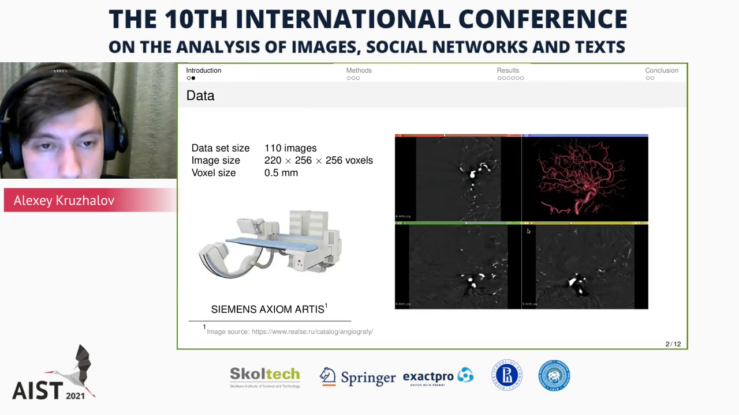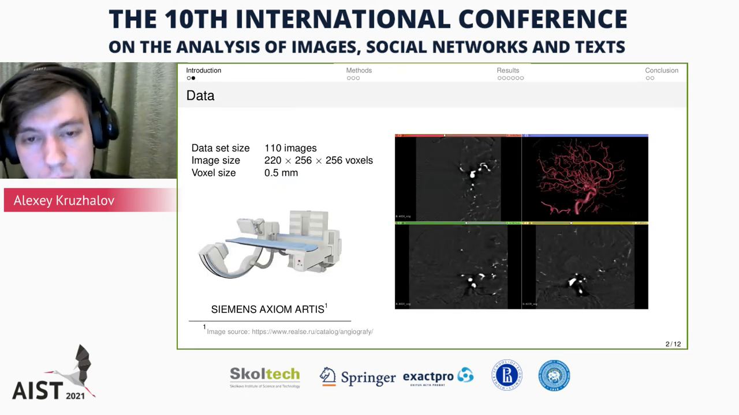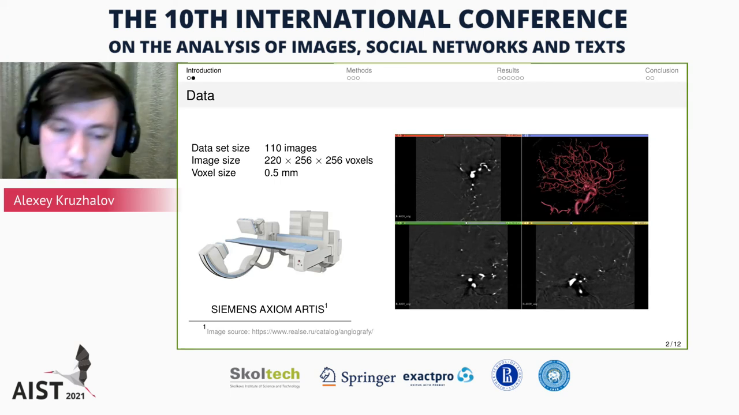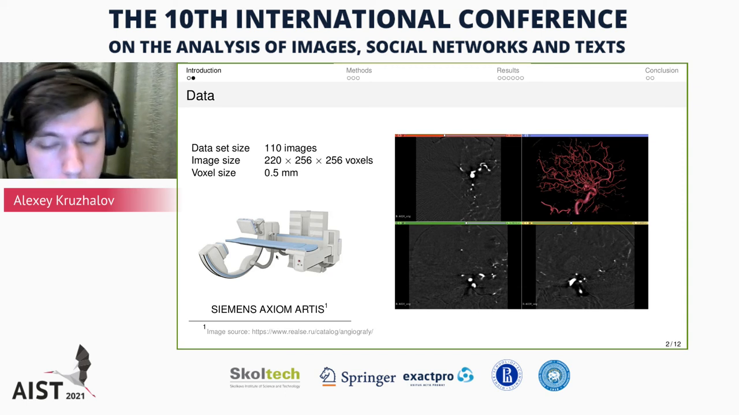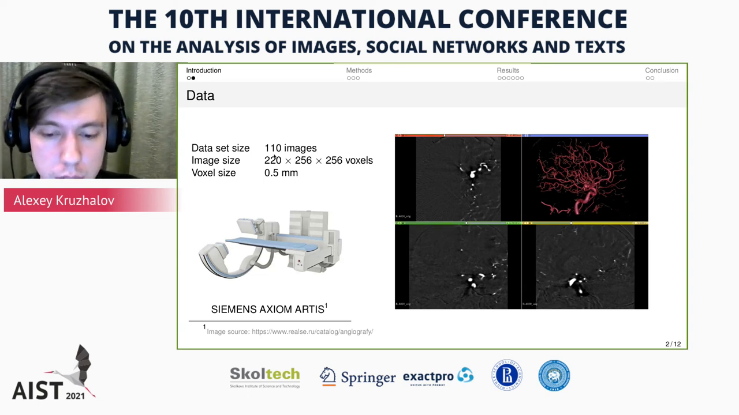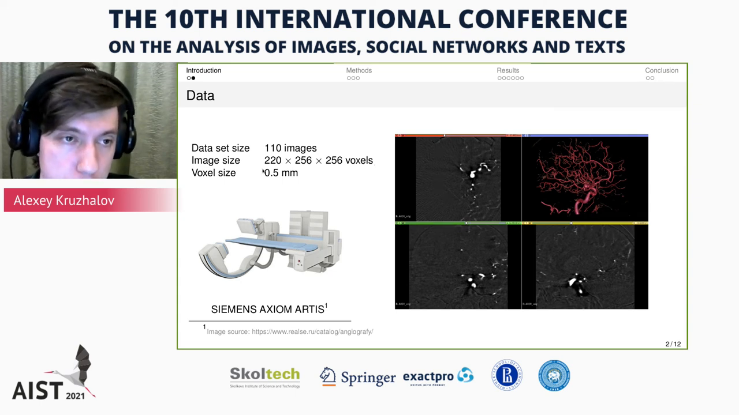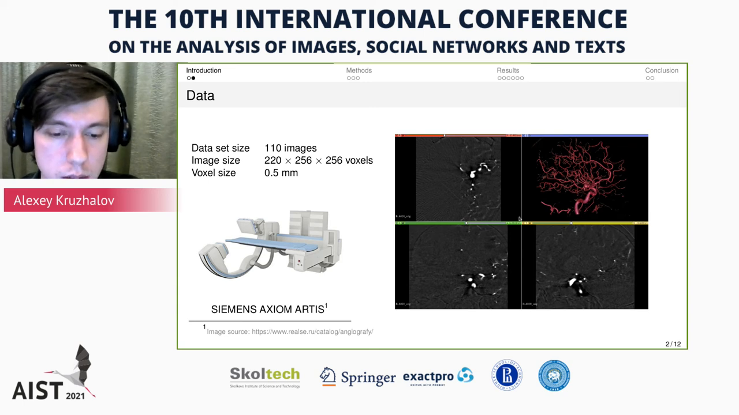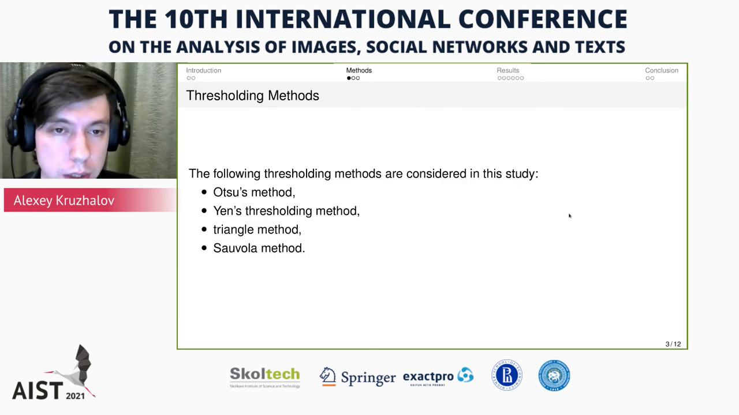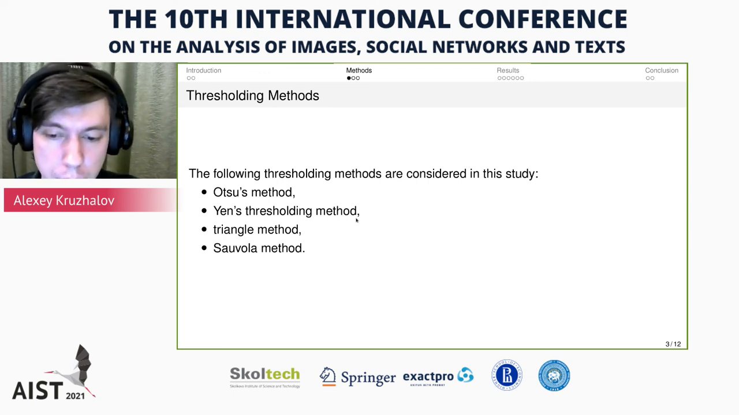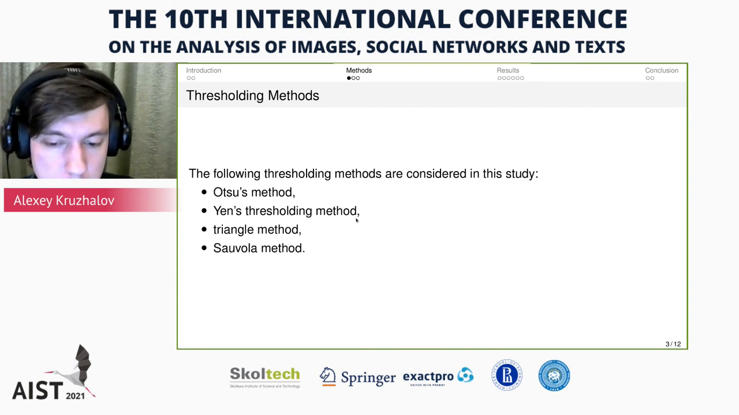In this study, we use the data published within the framework of the cerebral aneurysm detection challenge, CADA. The data were obtained with the Axiom ARTIS angiographic system of the C-arm type. The data set includes 110 images, and for each image there is a segmentation mask of regions of interest. Image size and voxel size are presented on this slide. We considered the following thresholding methods: Otsu's method, Jens thresholding method, Triangle method, and Sauvola method. The first three are global methods, and the last one is local.